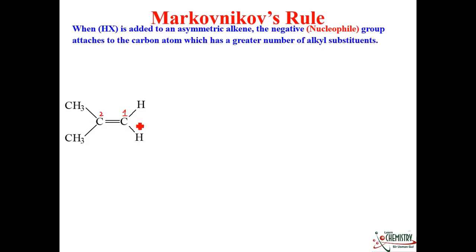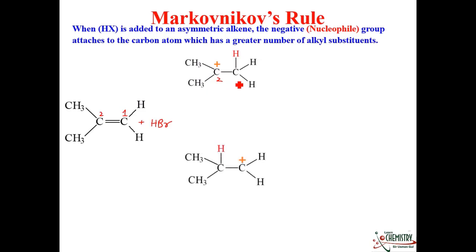What will happen when we add HBr? Let's suppose I am adding HBr. If you remember the mechanism, what kind of intermediate may form? Let's suppose this, I just made a first intermediate. In this intermediate you can see the carbon cation is formed on carbon number 2, or it may be possible that the carbon cation is formed on carbon number 1.